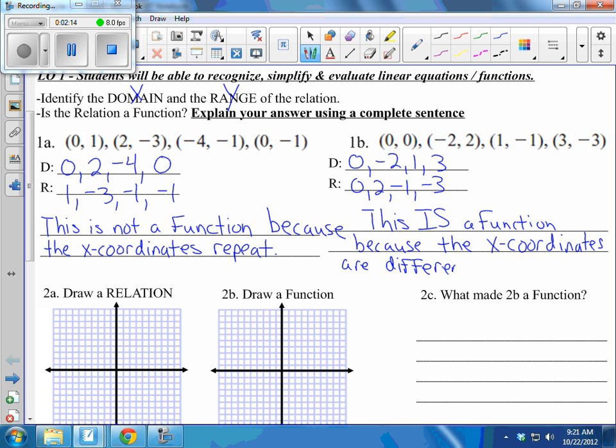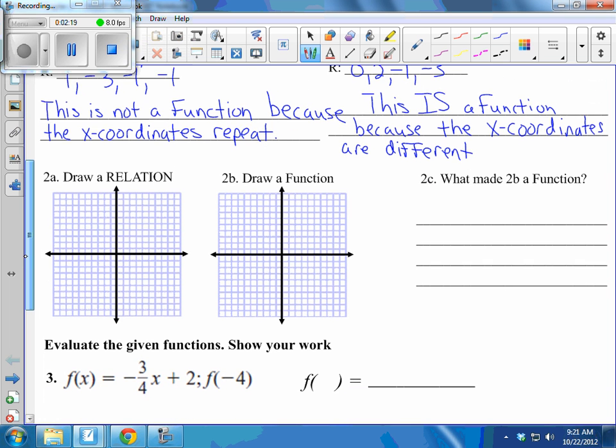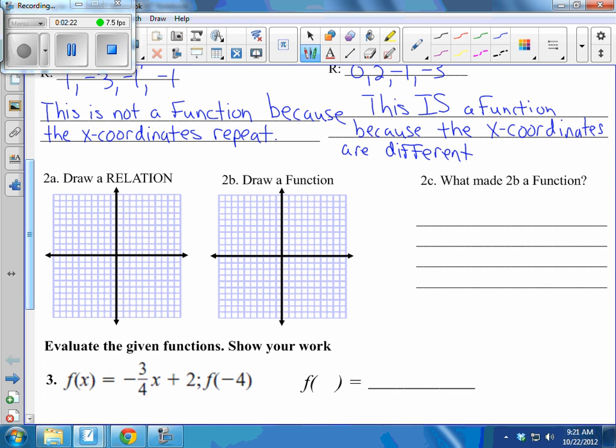All right, let's go on to 2A and 2B. On 2A, I want to draw a relation, and on 2B, I want to draw a function. So drawing a relation just means that if I drew a shape and then I drew a vertical line through it, the VLT, the vertical line test, that vertical line would touch my shape twice. Okay, so I'm just going to simply draw a sideways U. The reason why this is going to stay a relation is because if I start drawing vertical lines through it, it touches my shape twice.